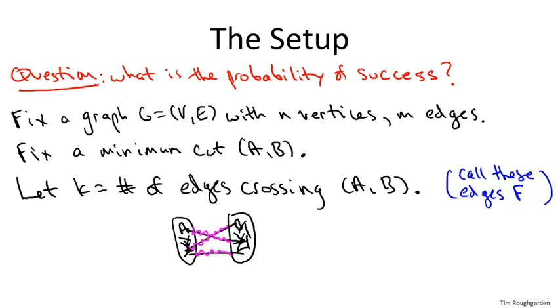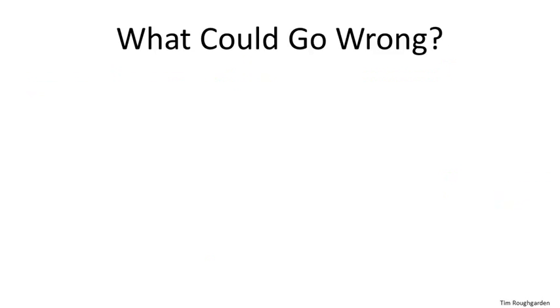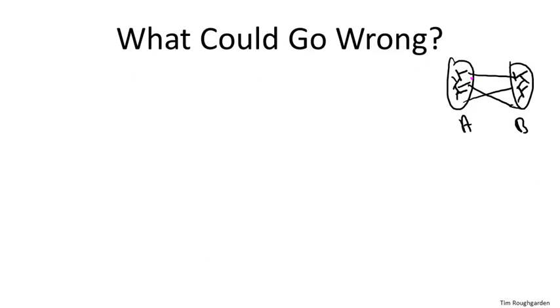So our next step is to get a very clear understanding of exactly when the execution of the contraction algorithm can go wrong and exactly when it's going to work, exactly when we're going to succeed. So let me redraw the same picture from the previous slide. Given that we're hoping that the contraction algorithm outputs this cut AB at the end of the day, what could possibly go wrong? Well, to see what could go wrong, suppose at some iteration, one of the edges in capital F, remember F are the edges crossing the min cut AB, so it's these three magenta edges in the picture.